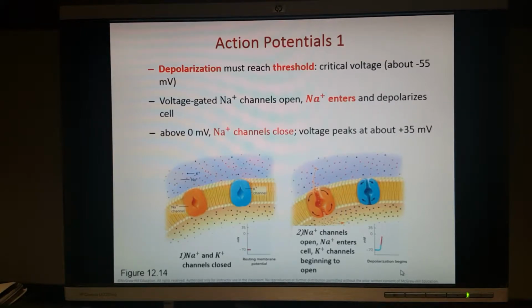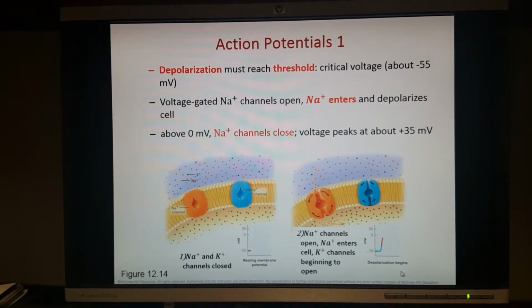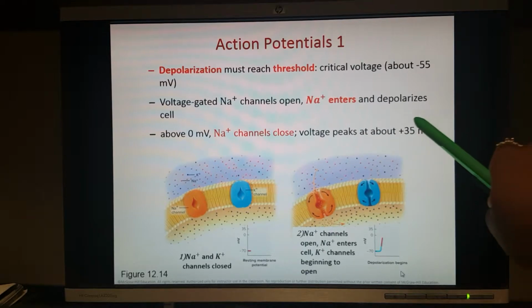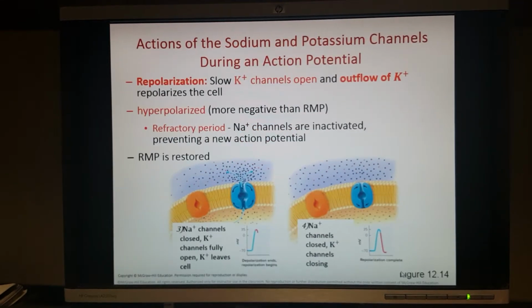So first step again, depolarization, sodium rushing into the cell, going down its concentration gradient, as well as being attracted to the negative charge on the inside of the cell. Eventually, your sodium channels will start to close, and at this time, your voltage peak is about 35 millivolts. By this time, your slowly opening voltage-gated potassium channels will finally open.